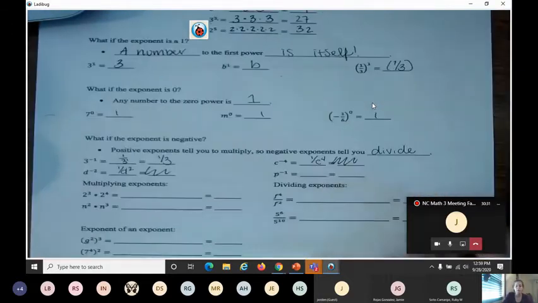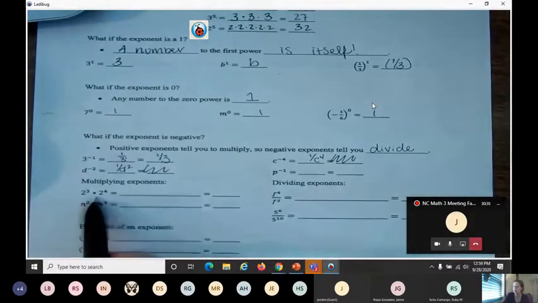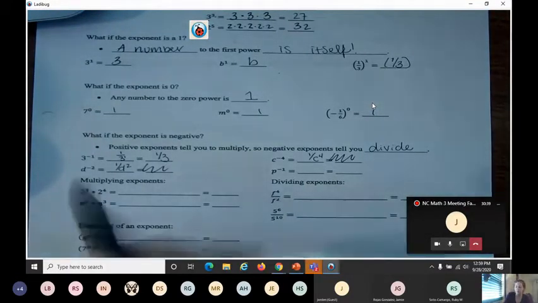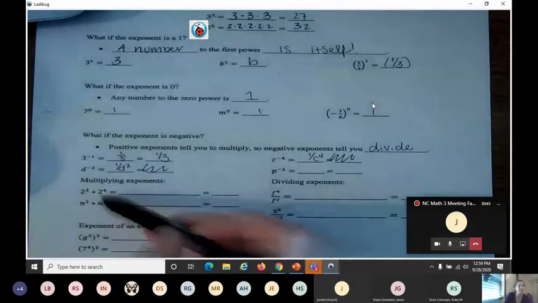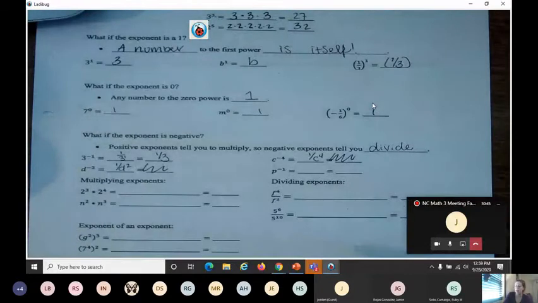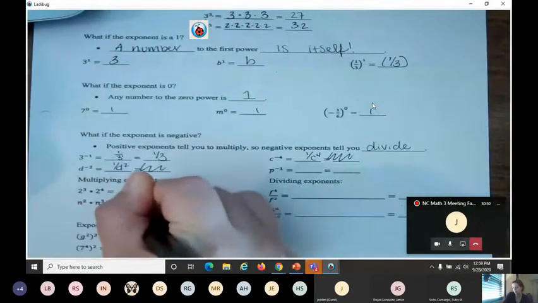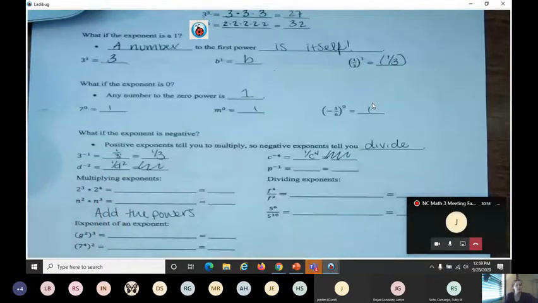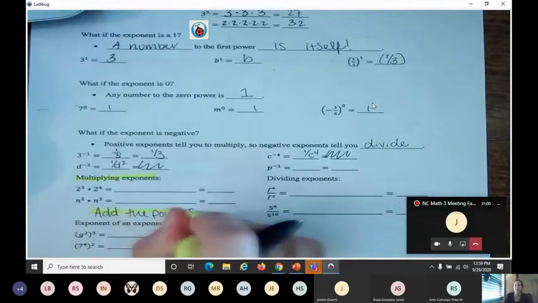Okay, now we're going to talk about multiplying. We have bases multiplied by each other and then dividing, okay? So when we are multiplying here, we have 2 numbers with the same base but different powers. We're going to add the powers. Okay, so I'm going to highlight that because that's super important. So when we are multiplying exponents, we just add those powers together.